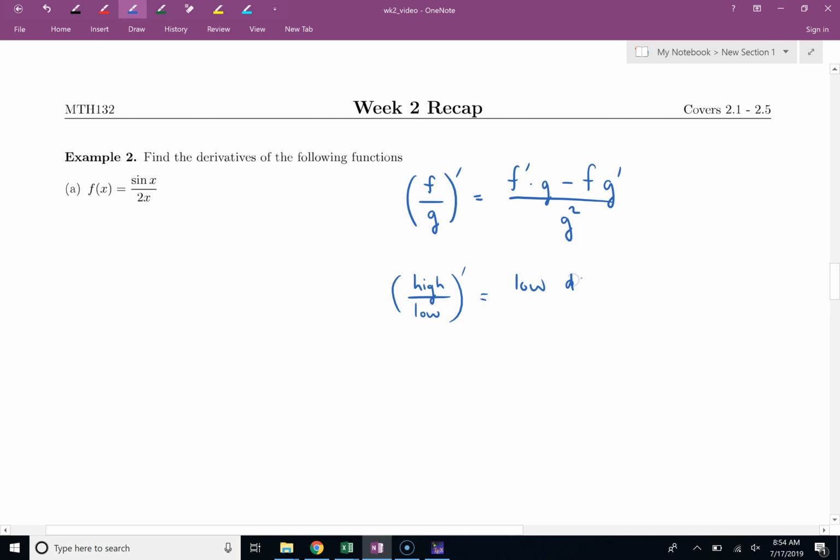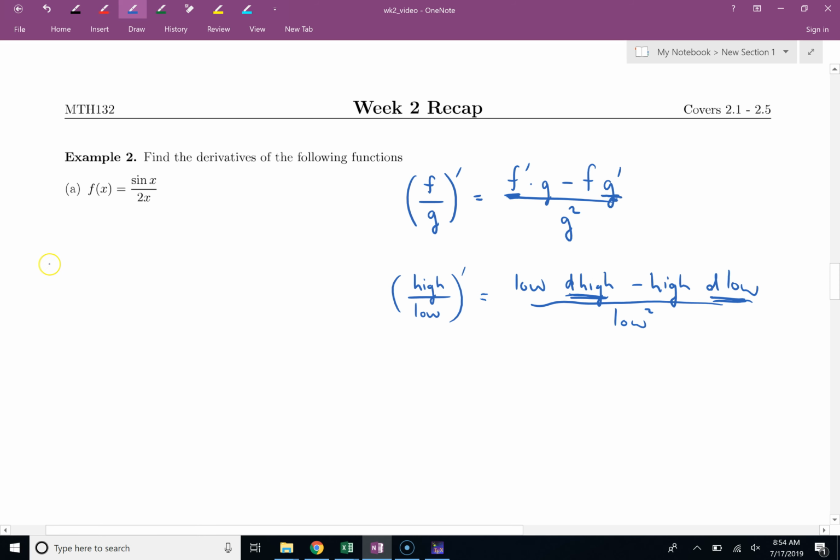So it goes what? Low d high minus high d low all over low squared. And this is kind of taking the places of our numerator and denominator here, our f's and our g's. So the d would be for the derivative. So the derivative of the high, the derivative of the low. So the derivative of the high, that's my f prime. The derivative of the low, that's going to be my g prime here. But this is one way that you can memorize the quotient rule if you need.